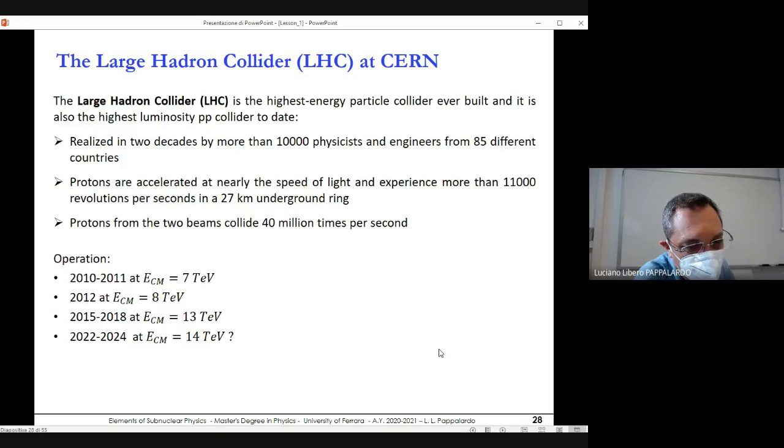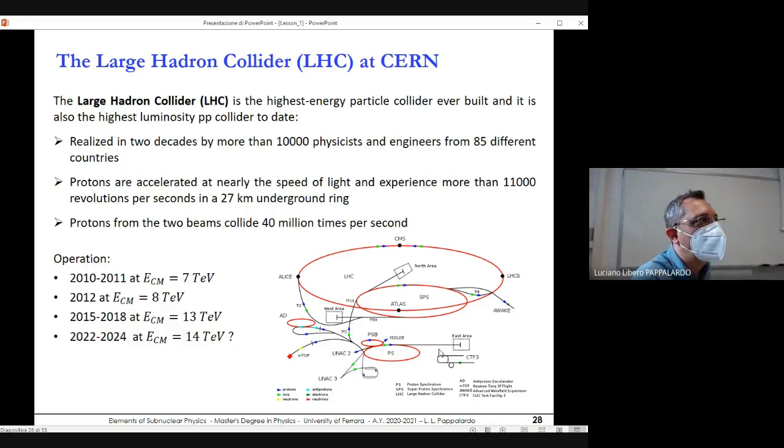So at the moment, as you see, the machine is off. It is in an upgrade phase. This is called the long shutdown 2, and operations will start again, hopefully in February 2027. Okay, so there will be another long run up to 2024, where we expect that the energy could be even higher, so up to 14 TeV in the center of mass.